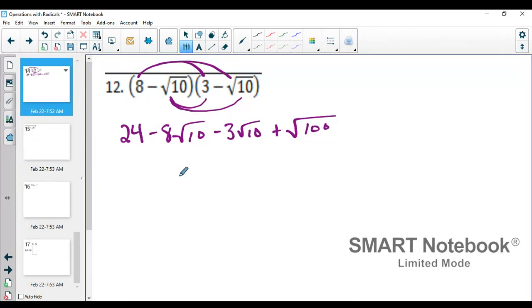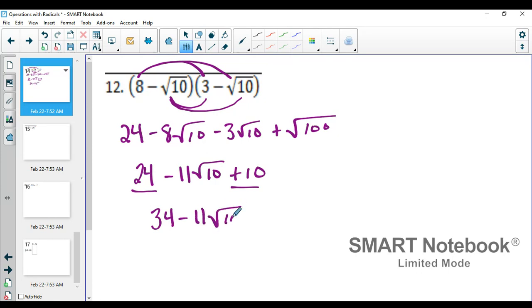So we're going to simplify and combine like terms. So we have 24. And then we have negative 8 square root of 10 and negative 3 square root of 10, which is negative 11 square root of 10. And then the square root of 100 can be simplified to just 10, so plus 10. So in this case, we have one more step to simplify because we have 24 plus 10. So we have 34 minus 11 square root of 10. And there's our final answer.